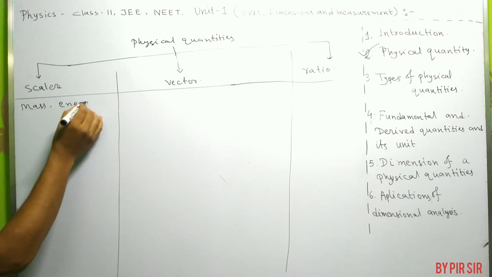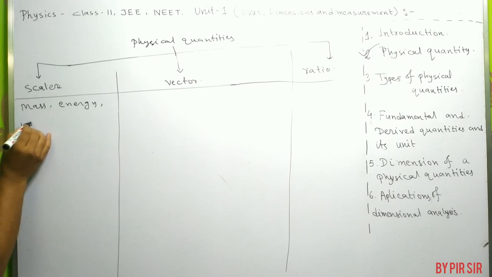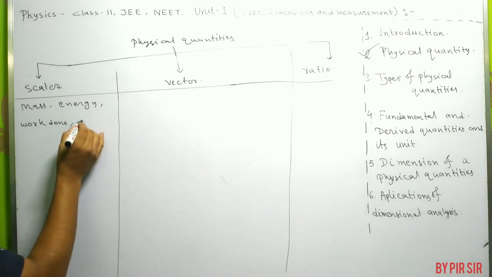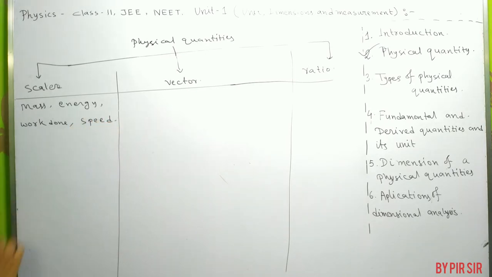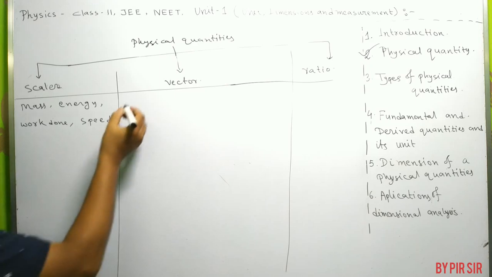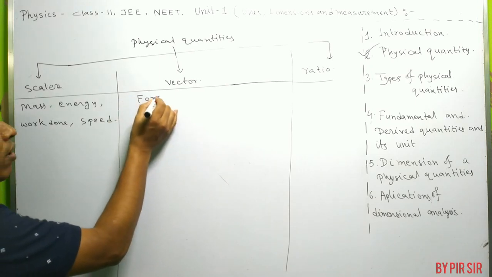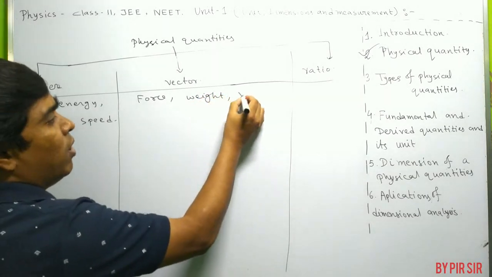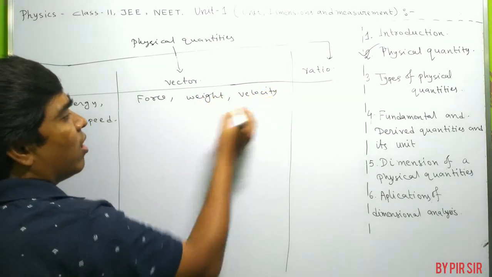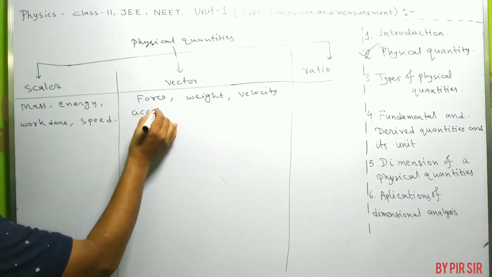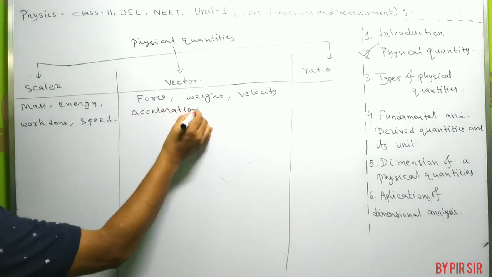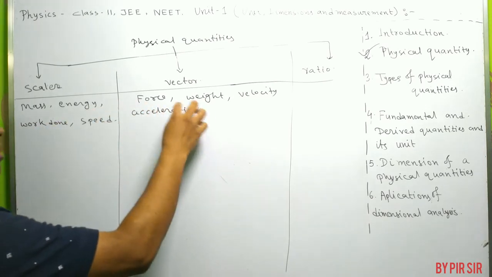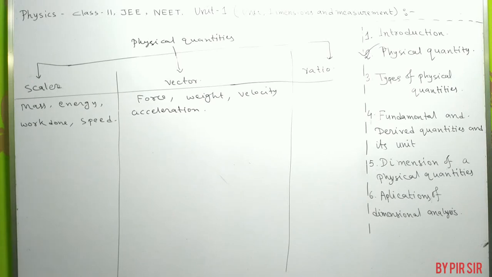You know that mass, energy, work done, speed. Now if you take force, weight, velocity, and acceleration. This is a physical quantity. Also this is a physical quantity, but there is a difference.